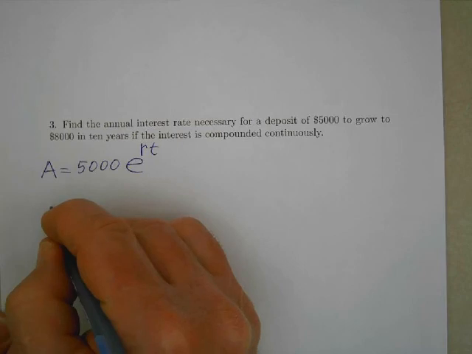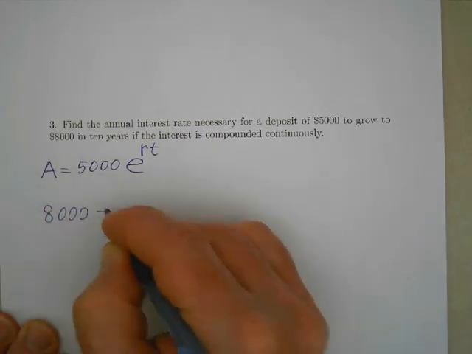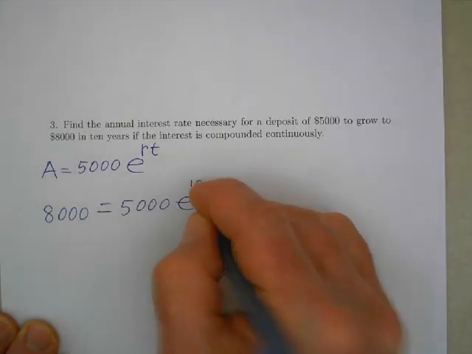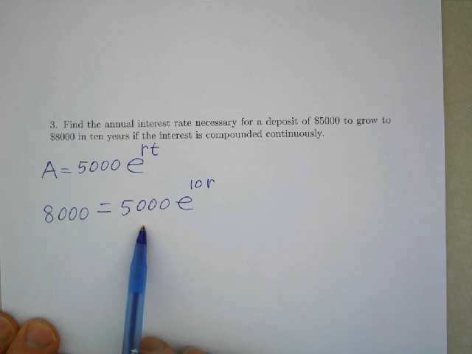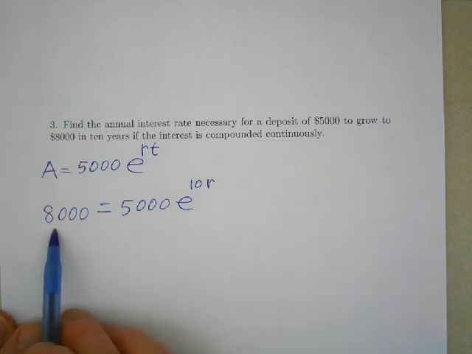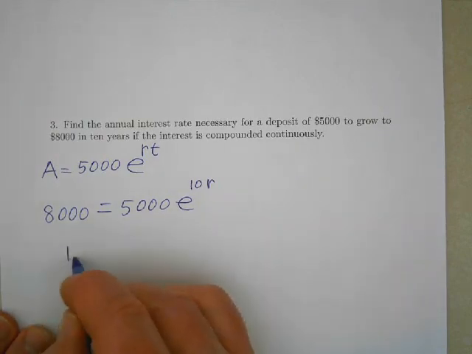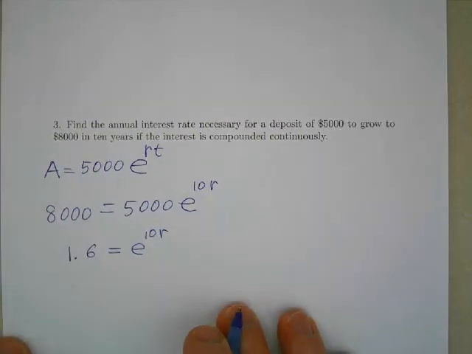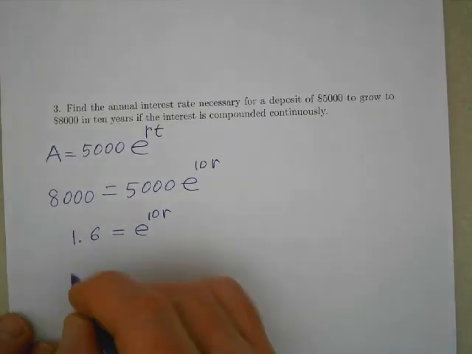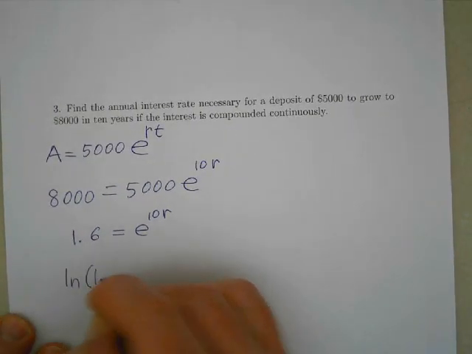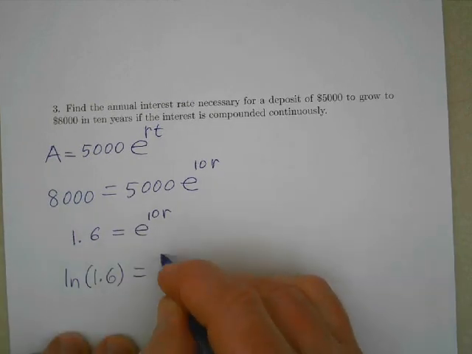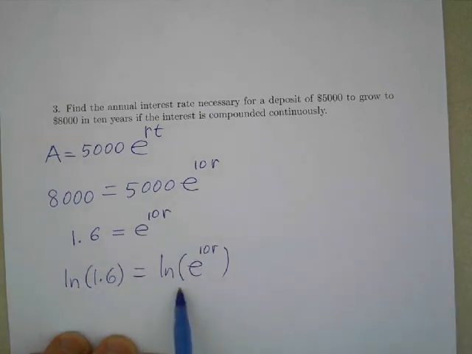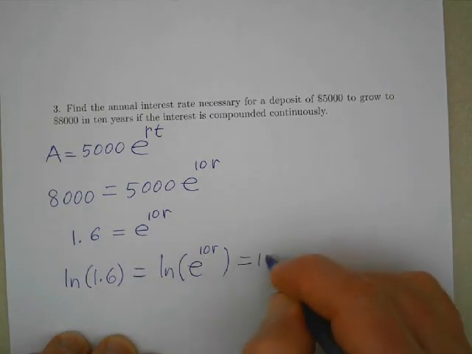Okay, so A is 8,000. We set that equal to 5,000 times e to the 10R. Then divide both sides by 5,000. 8,000 divided by 5,000 is 1.6. So 1.6 equals e to the 10R. And then we can take the natural log of both sides. The natural log of 1.6 equals the natural log of e to the 10R. But the natural log of e to the 10R is just 10R.